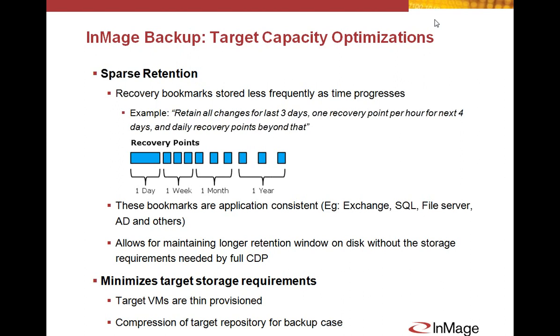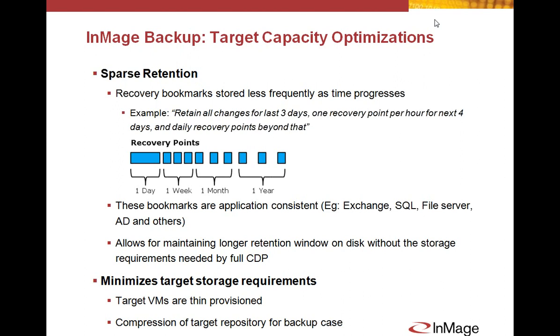But sparse retention allows us to punch holes in that journal and say retain all changes for the last 3 days, and 1 recovery point per hour for the next few days, and then daily recovery points beyond that. So this gives you a much deeper retention window on disk without consuming a ton of storage because of the nature of CDP.